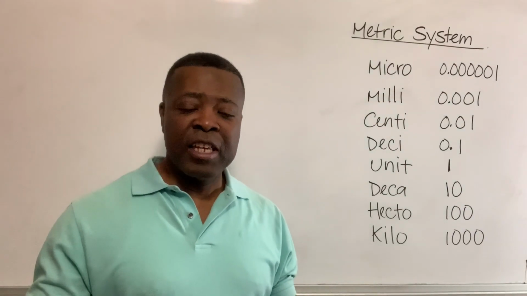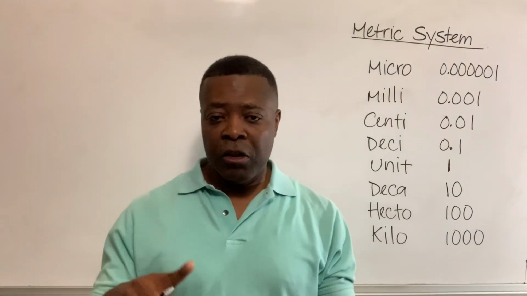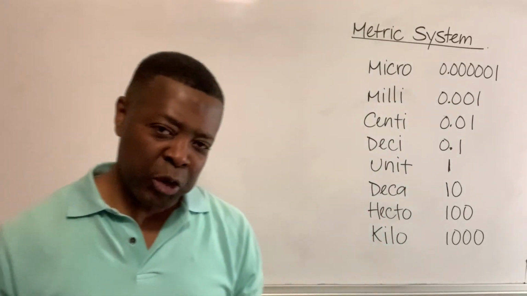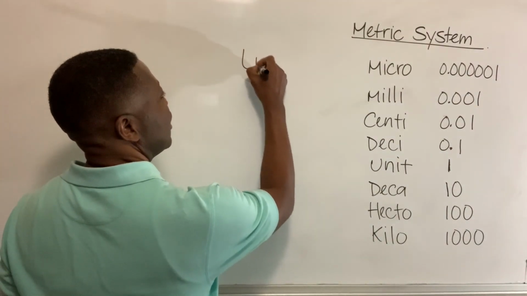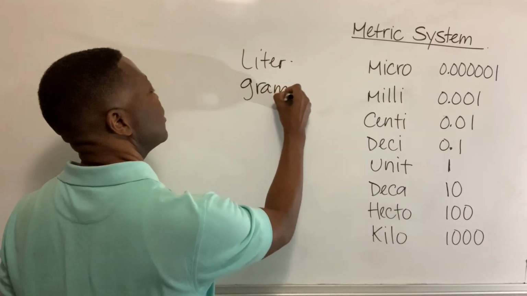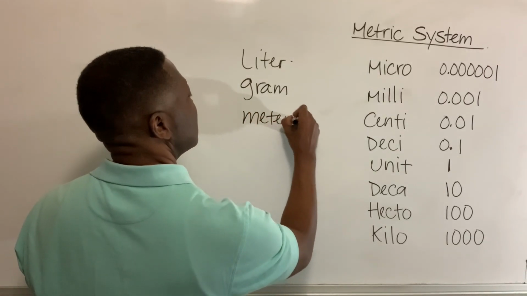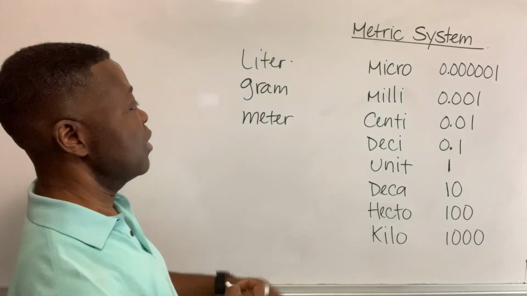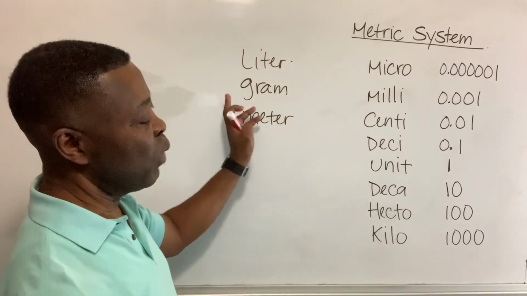It's a system of measurement based on the meter as the measure of length, the gram as the measure of weight, and the liter as the measure of capacity. So I'm going to have liter, gram, and meter. These are the base, what I call unit: 1 liter or 1 gram or 1 meter.